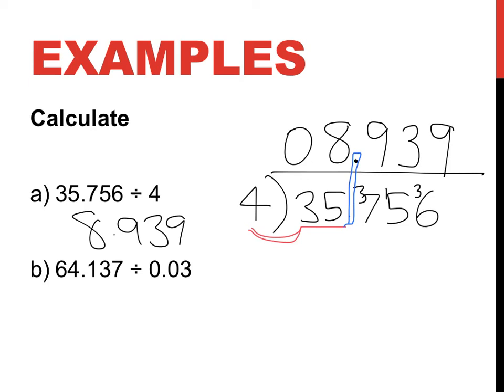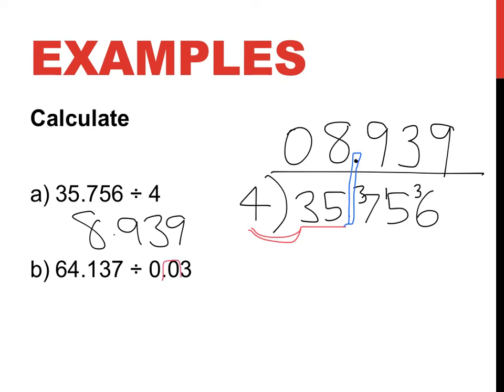Okay, B, let's have a look at B. Now, this is saying 64.137 divided by 0.03. Again, this time I have to do something. I do have to consider the decimal points. I know I can't divide by a decimal. I know I need to divide by a whole number. So I need to make this 3 bigger.